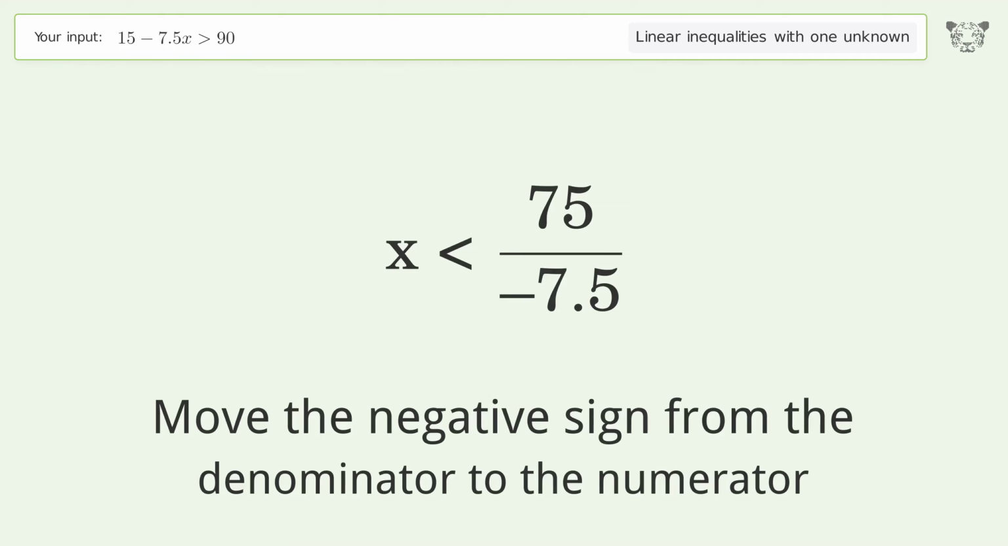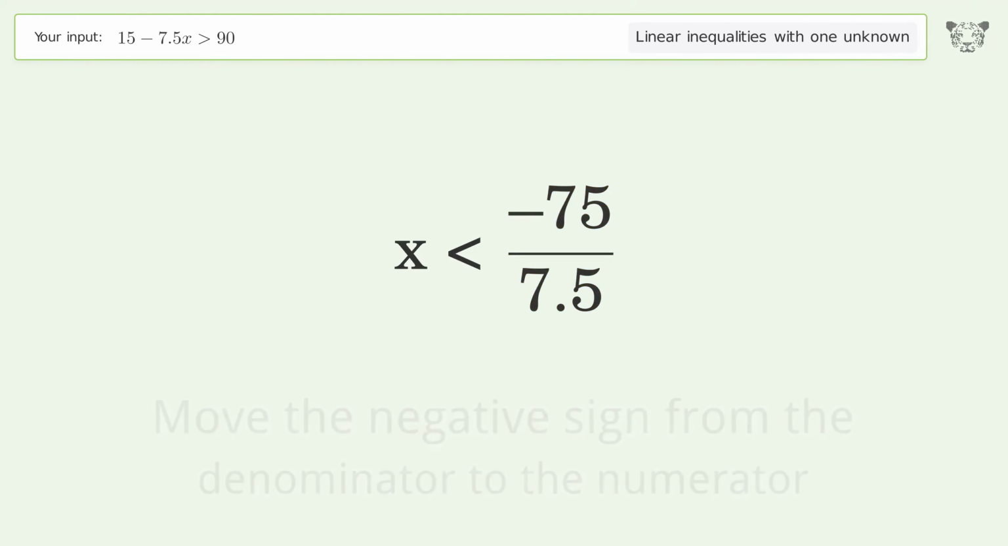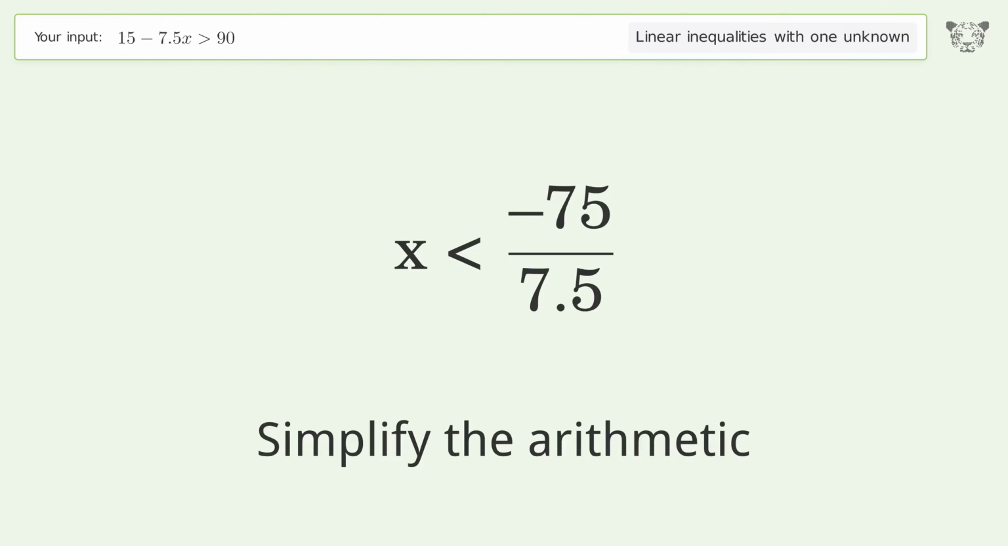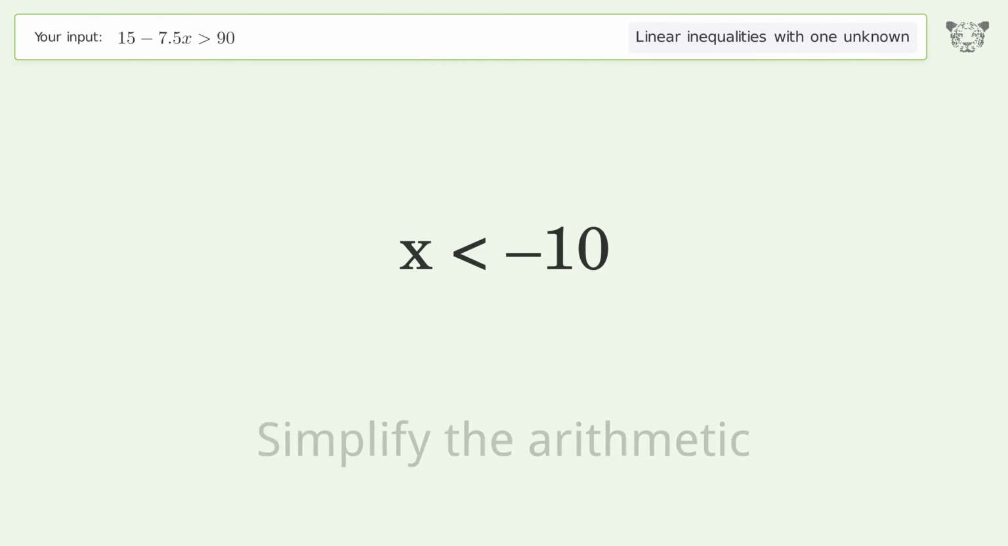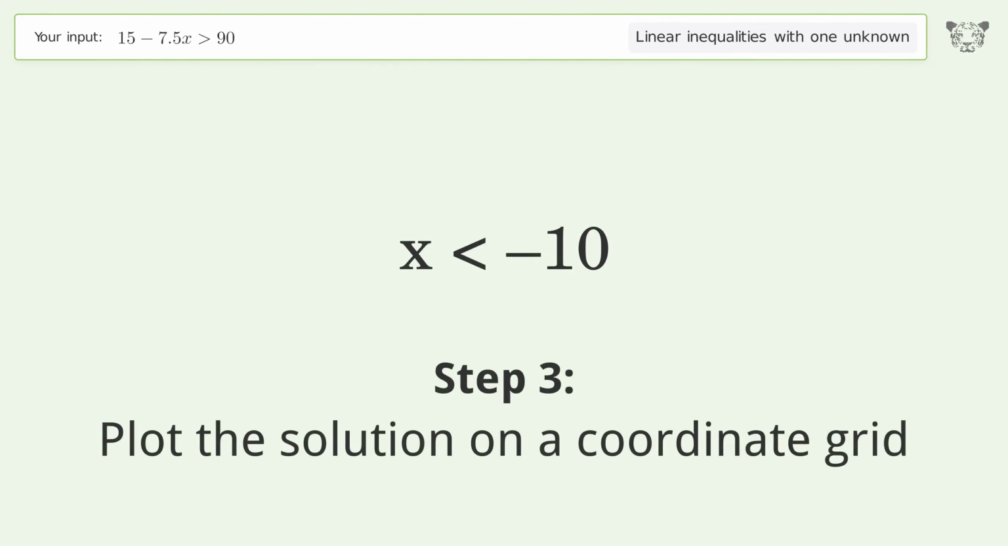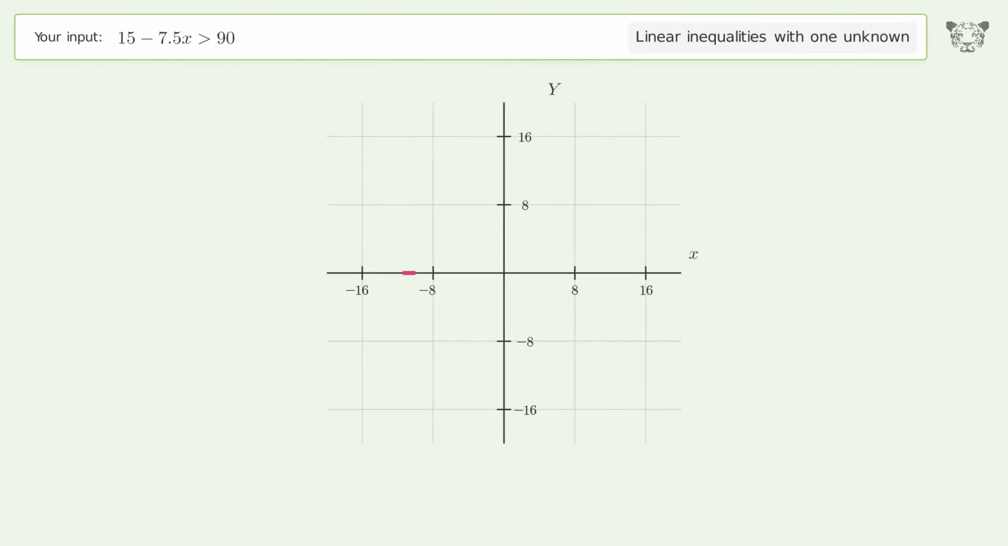Move the negative sign from the denominator to the numerator. Simplify the arithmetic. Plot the solution on a coordinate grid. And so the final result is x smaller than -10.